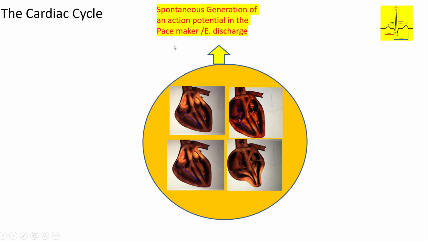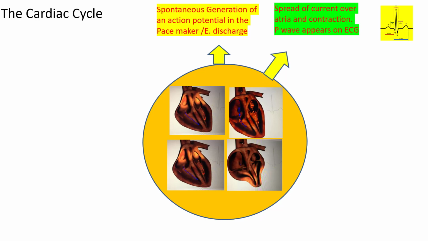So in the cardiac cycle, the first event is the spontaneous generation of an action potential in the pacemaker. Action potential discharge, electrical discharge occurs. This is the first event in the cardiac cycle. The second event is the spread of current over the atria and contraction. Then this current which is generated in the SA node spreads over both atria and they contract.